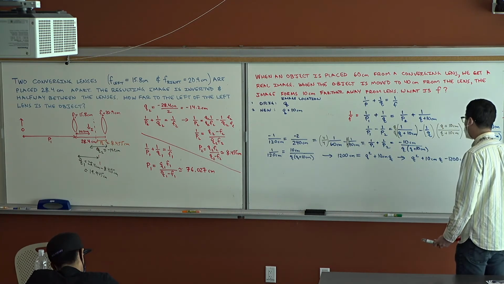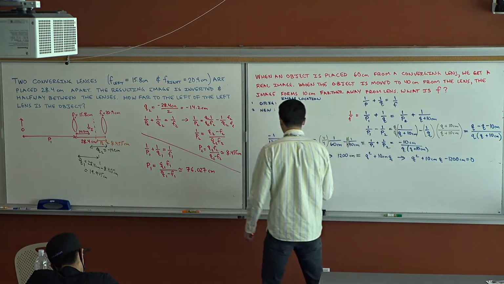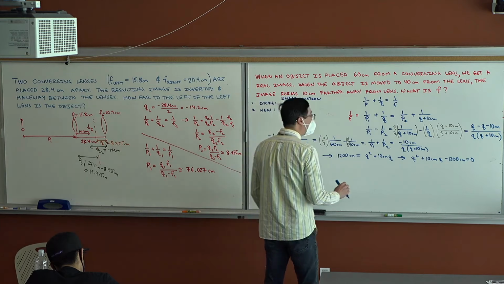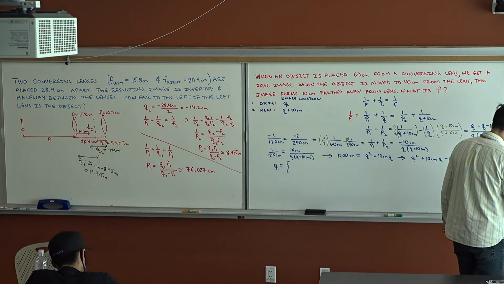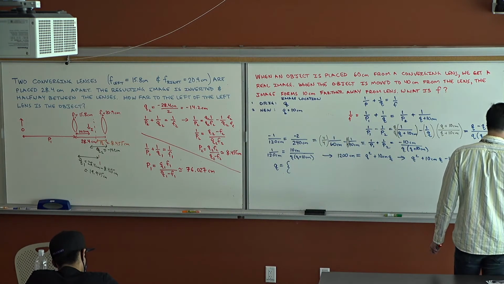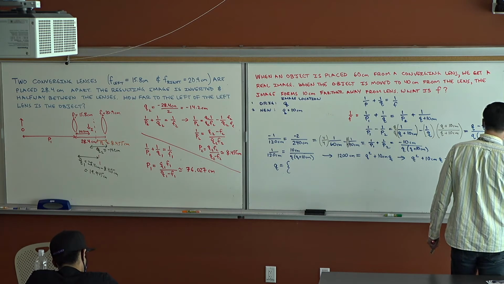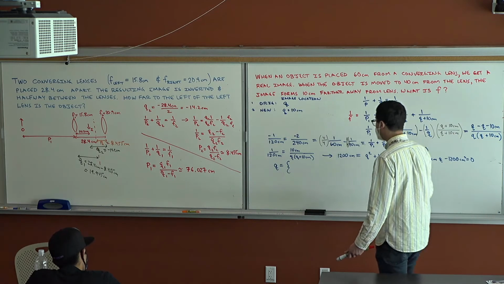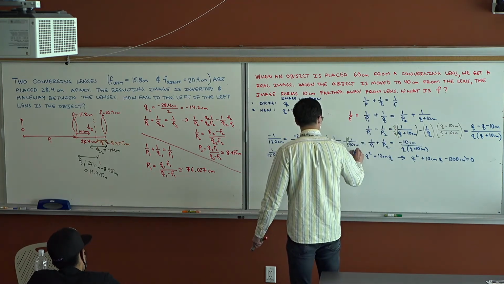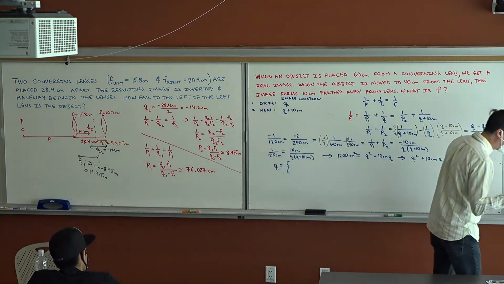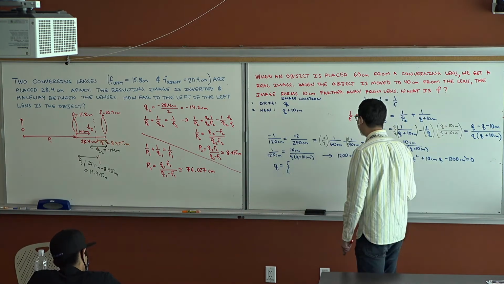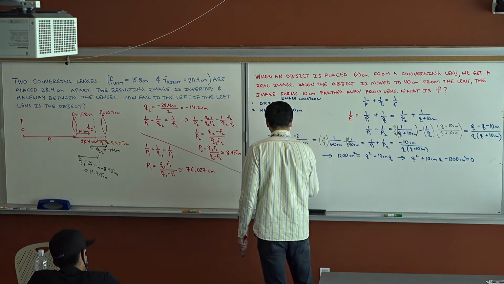I'm going to save a little bit of space here. I've already done this problem. So our choices for Q: Q squared plus 10 centimeters times Q minus 1200. 40 and 30. The roots are minus 40 and plus 30.